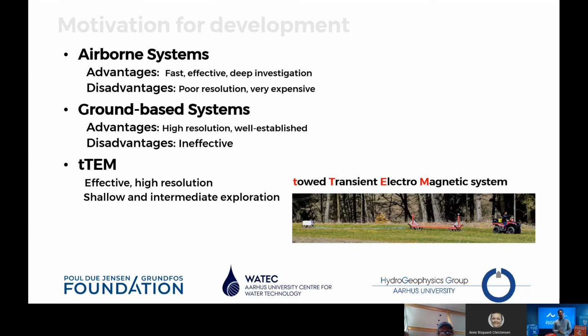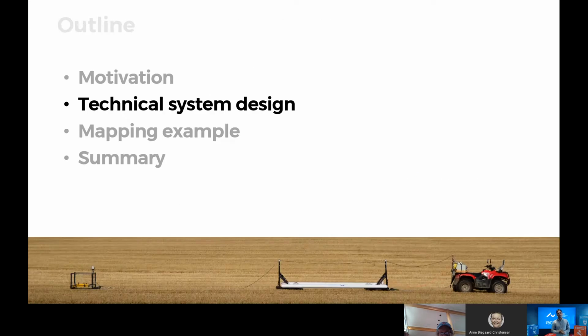Then, keeping that in mind, we have developed the TTEM. TTEM refers to Transient ElectroMagnetic System. With this system, you can continuously measure while driving. This system is very effective. It can cover larger areas. When I say larger areas, I mean on a hectare scale, not on a big kilometer scale. It can give you very high resolution, from 2 to 3 meters down to 100 meters. That means it can resolve shallow and intermediate targets. I will now move to the technical design of the system, which I will explain in more detail.